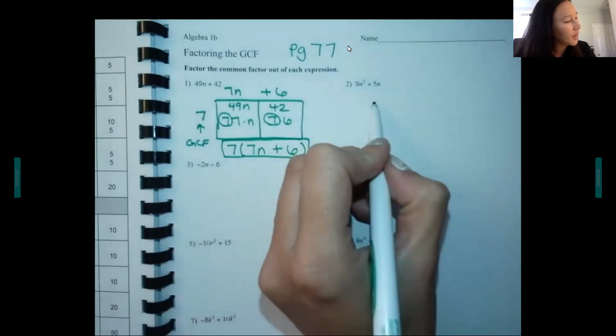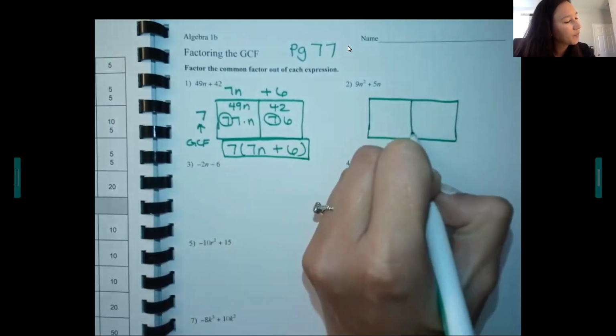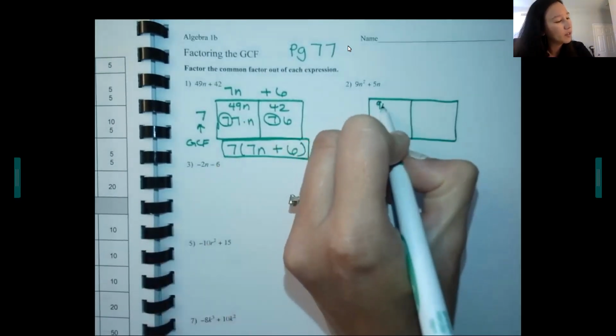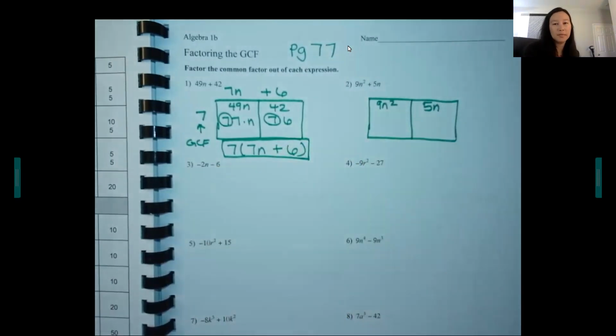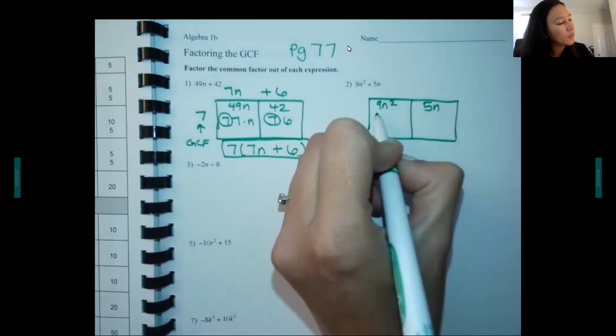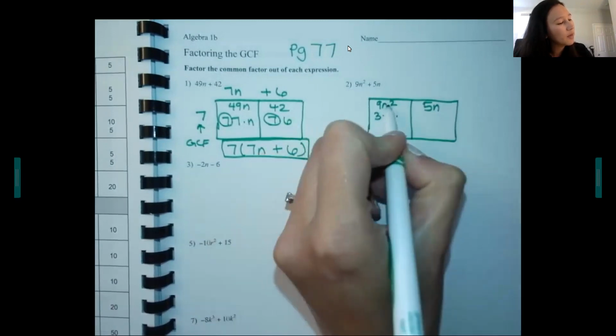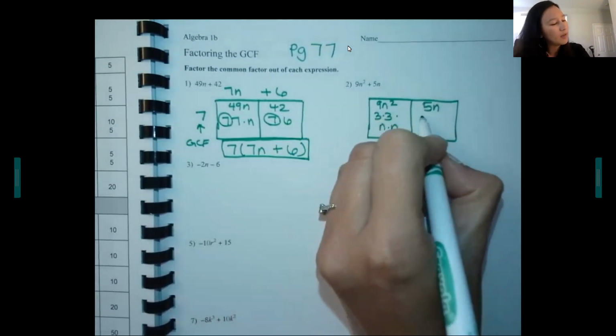Okay, let's go ahead and do number 2. So again, we need 2 boxes. We're going to put the first term in the first box and the second term in the second box, and then we're going to expand. So 9n squared, 9 expands to 3 times 3, n squared, that's n times n, 5 times n.